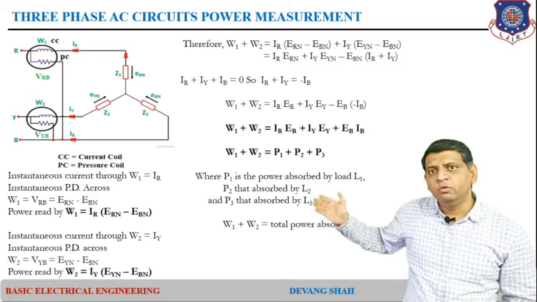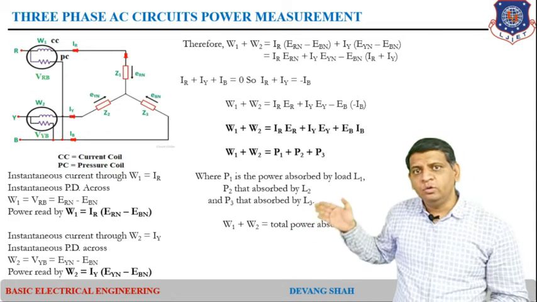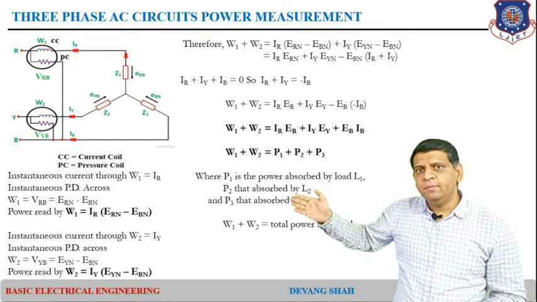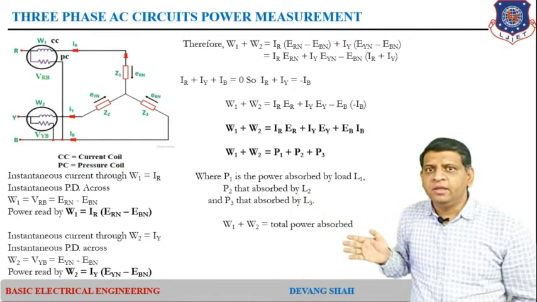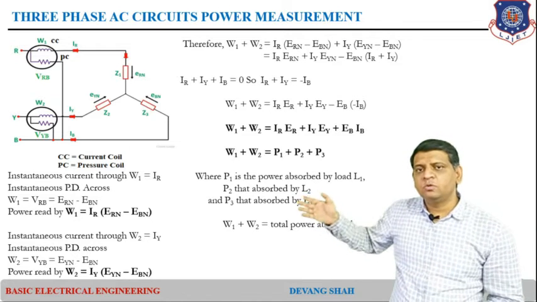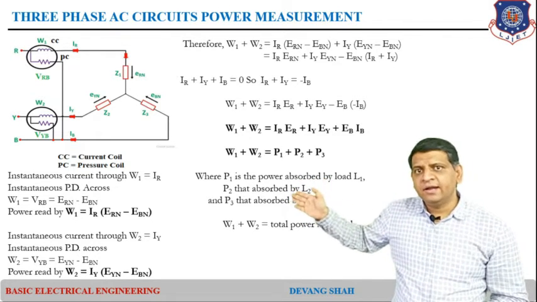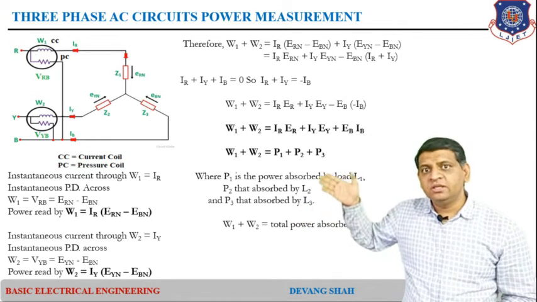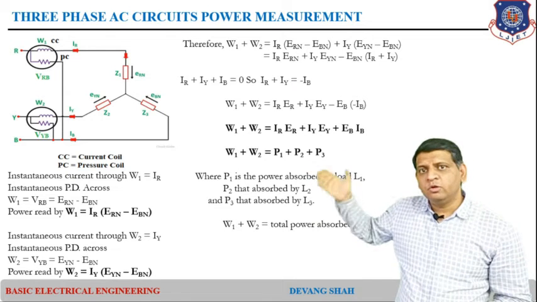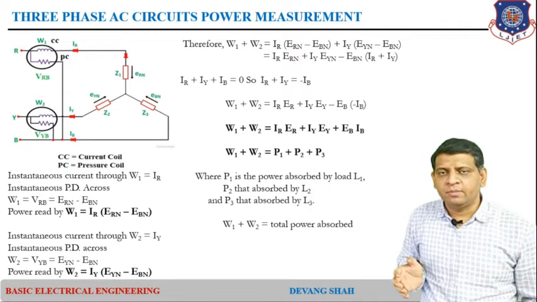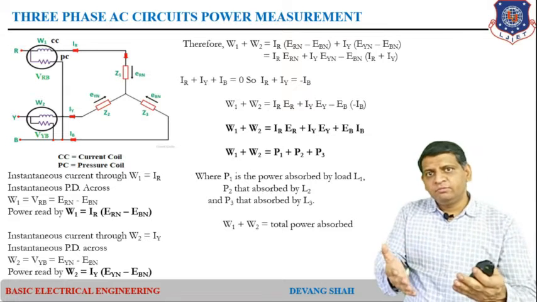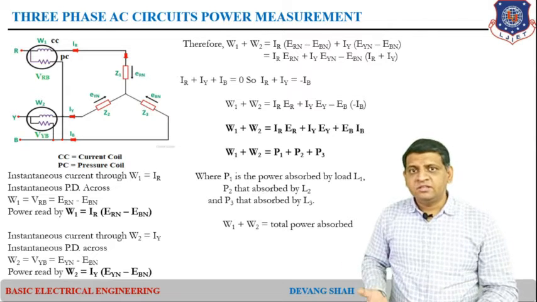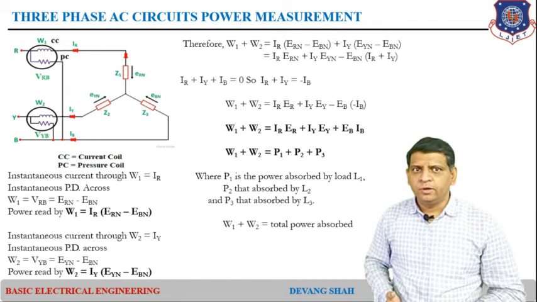You can find W1 plus W2 is equal to IR into ERN plus IY into EYN minus IB into EBN, and that is minus minus plus. So, that is W1 plus W2 is equal to IR into ERN plus IY into EYN plus IB into EBN. Now, see, this same equation you can already find using the 3 wattmeter method. So, using the 2 wattmeter method you will find even the total power. That is why we employ this 2 wattmeter method, where there is a saving of 1 wattmeter. So, it is a particular cost saving, right.